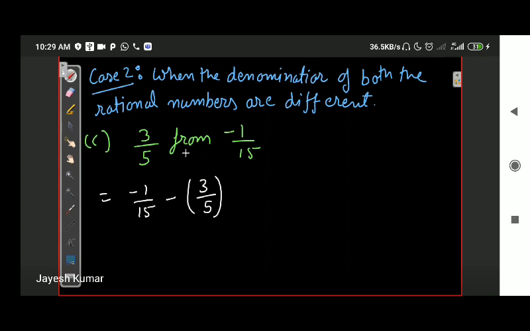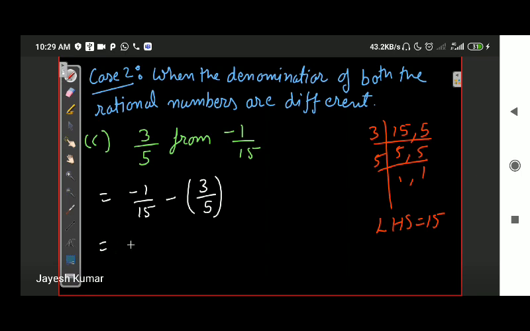Now, as we have already discussed in addition, we are going to find the LCM of both the denominators. One denominator is 15, another denominator is 5. First of all, I'll start with 3. 3 5s are 15, 5, and 5 1s, 1 comma 1. So you will get LCM as 15. So we are going to multiply numerator and denominator by suitable numbers. For 15, being already the denominator, we don't need to multiply it with anything. For the second number, we will multiply numerator and denominator by 3.